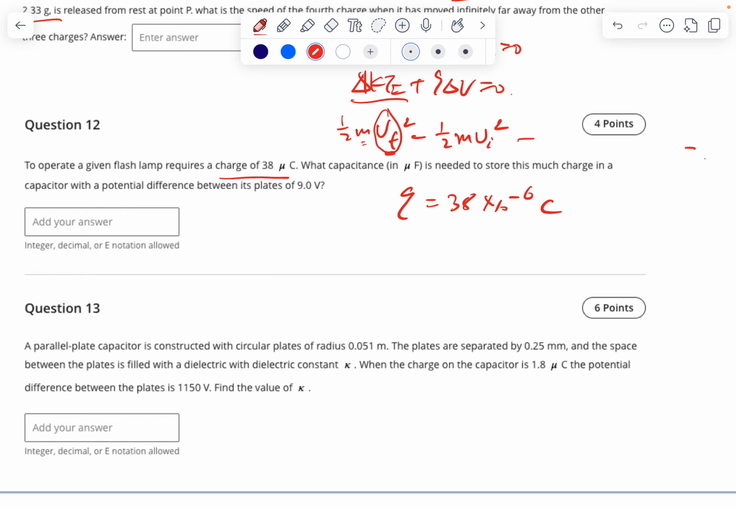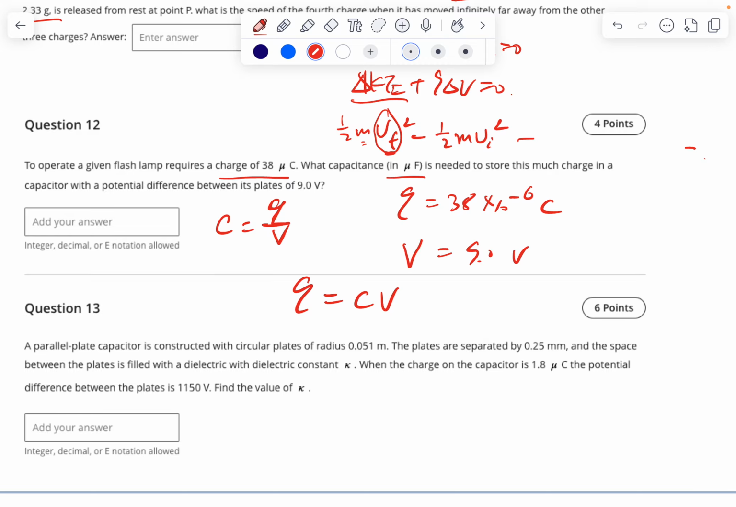Okay, looking for microfarad. So we can use just that. We need to store, so we know the potential difference is 9.0 volts. So for the capacitor, the amount of charge on the capacitor equals CV, because we know the definition of capacitance is equal to Q over V, right? The amount of charge on the capacitor divided by the potential difference.